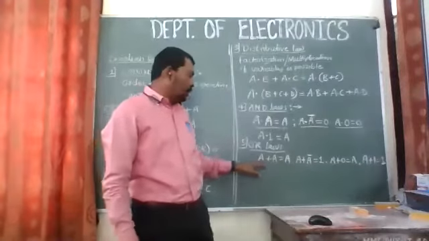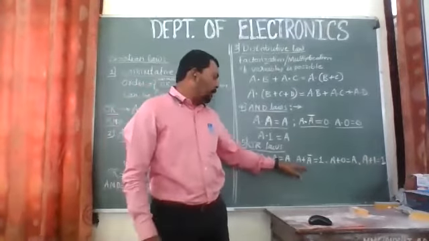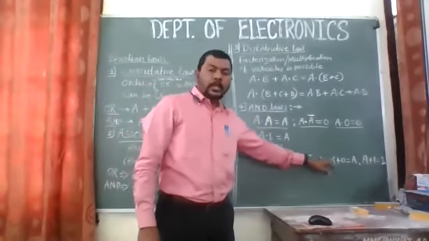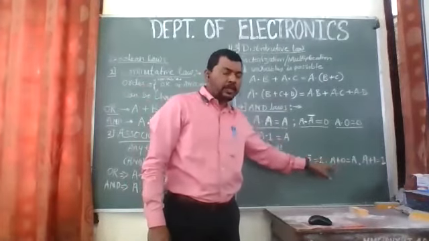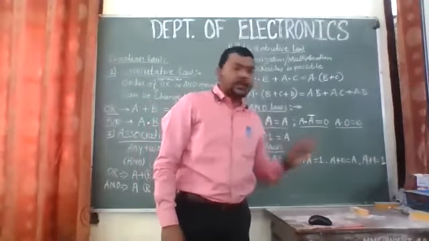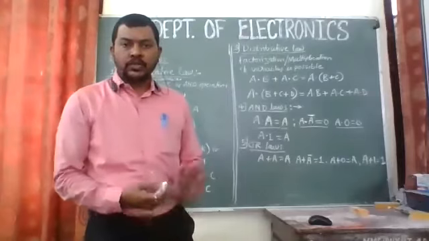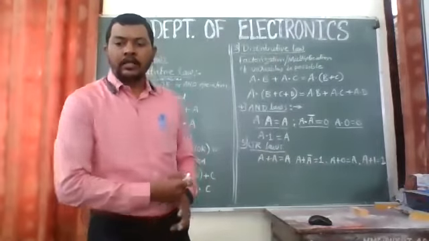So these are four laws. Again, I am telling you this: A plus A is A, A plus A bar is 1, A plus 0 is A, and A plus 1 is 1. So these are the four OR laws.